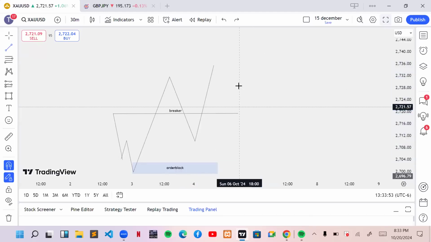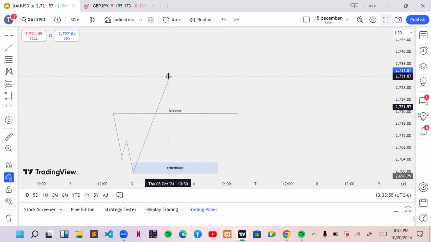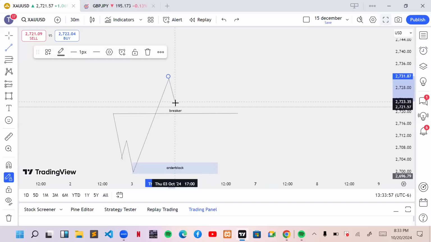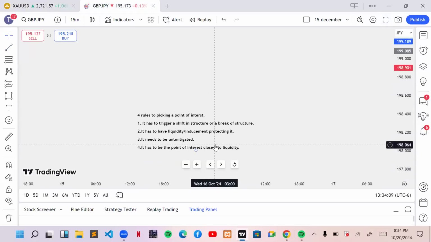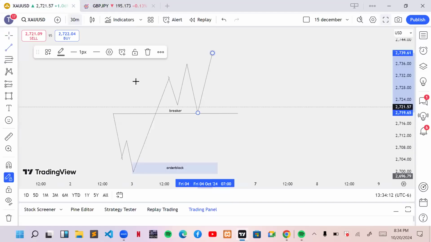But in a case where the first pullback that the market makes after the structure shift or break of structure is something like this, it doesn't mitigate this breaker block and pushes up. Eventually, if the market is going to pick an entry, your entry will not be this other block. Your entry will have to be this breaker block. Why? One of the rules says it has to be the point of interest that is closest to liquidity. And I said my liquidity is my inducement. And in this case, the inducement is this. So which point of interest is now closest to liquidity? That is this breaker block and not this other block.